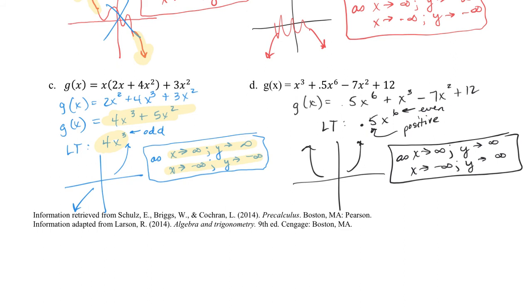Part D, you'll need to rewrite it to get it in standard form with the highest degree first. So g of x is equal to 0.5 x to the 6 plus x cubed minus 7x squared plus 12. Leading term is 0.5 x to the 6. That's an even degree polynomial with a positive leading coefficient. So this is going to behave like a quadratic where a is positive, so it opens up. So that means that as x approaches positive infinity, y approaches positive infinity. As x approaches negative infinity, y approaches positive infinity. So you can see when it's an even degree, ends are going to go in the same direction. When it's an odd degree, the ends are going to go in opposite directions.